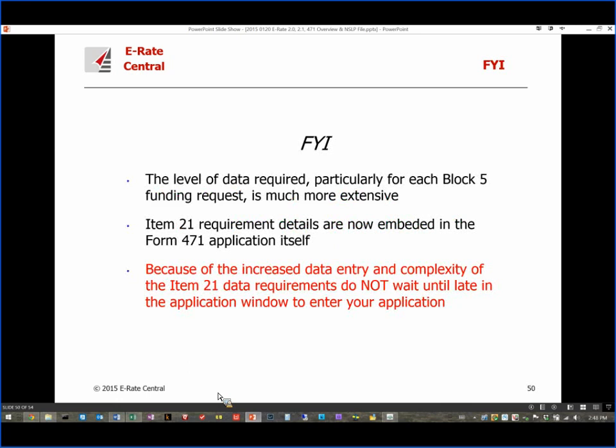A couple of things that I'd like to point out, and then some comments, particularly from the newsletter that Wynn sent out. Again, a reminder that the level of data required is far more extensive. The Item 21, because it's embedded in the 471, applicants have to have all that data ready and prepared to enter it, or they're not going to get any further.